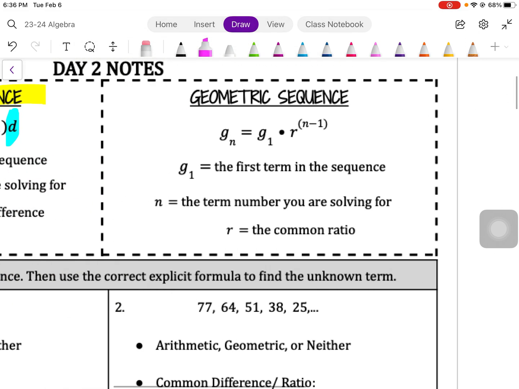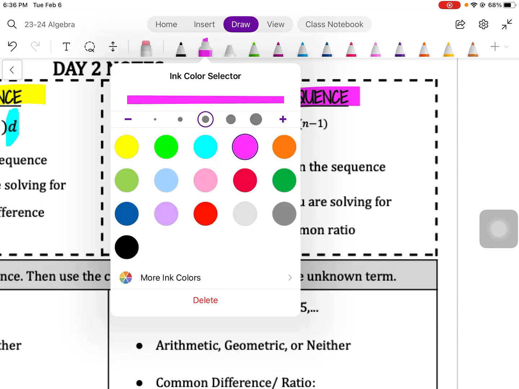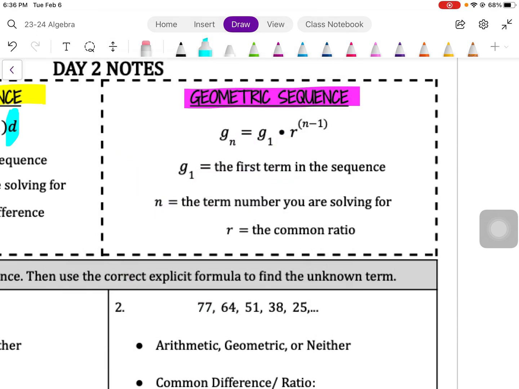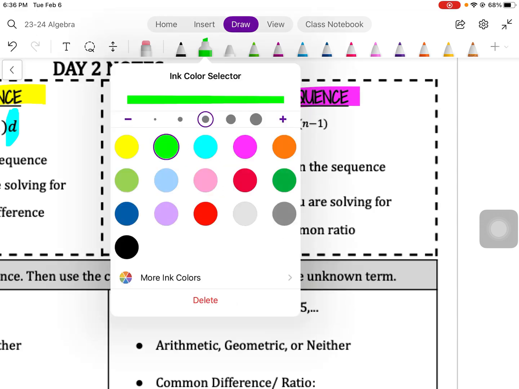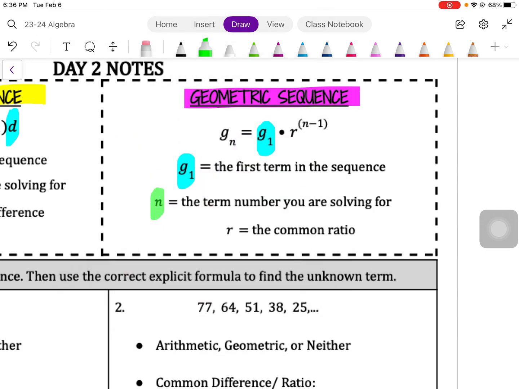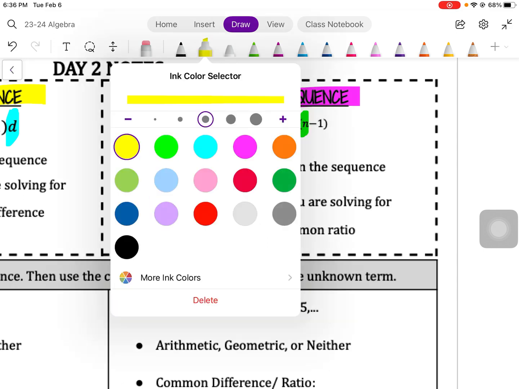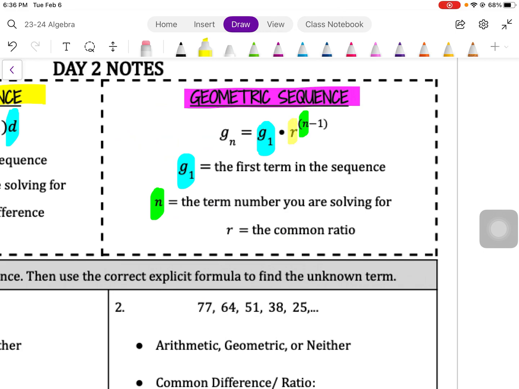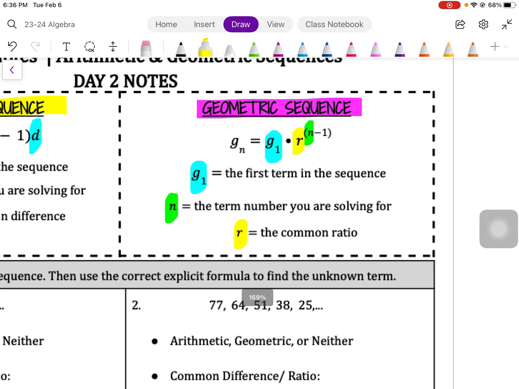Let's look at our next formula. This is a geometric sequence, and for a geometric sequence, we're going to start with the formula, which is g sub n equals g sub 1 times r to the n minus 1. In this formula, g sub 1 is again the first term in the sequence. Then we have our n, which is again the number of the term that we are solving for. And then finally r, which we've already talked about, is our common ratio.